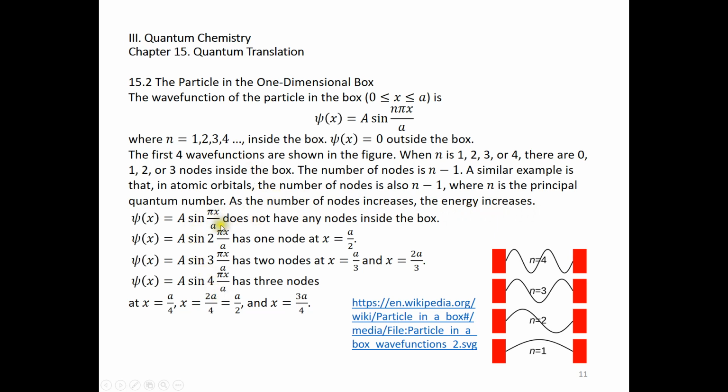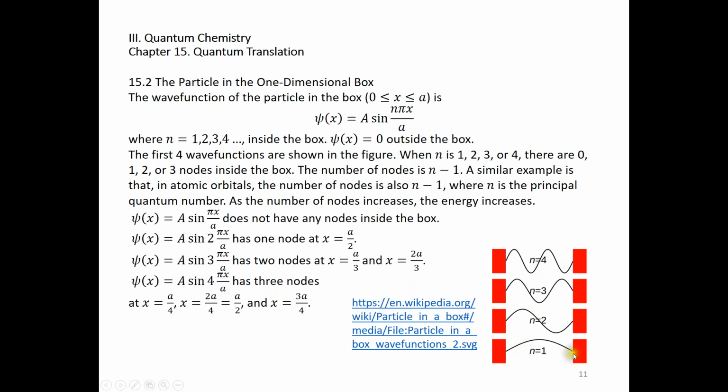Now let's look at all those expressions. Those are the first 4 eigenfunctions for the particle in the box. The first one does not have any node inside the box, and this one has a node when x is a over 2. When x is a over 2, 2 pi x over a is pi, so sine pi is 0. Now this wave function has 2 nodes, because if you plug in a over 3 or 2a over 3 here, you get sine pi and sine 2 pi. This function has 3 nodes, because when you plug in a over 4, 2a over 4, and 3a over 4 into this function, we get sine pi, sine 2 pi, and sine 3 pi.